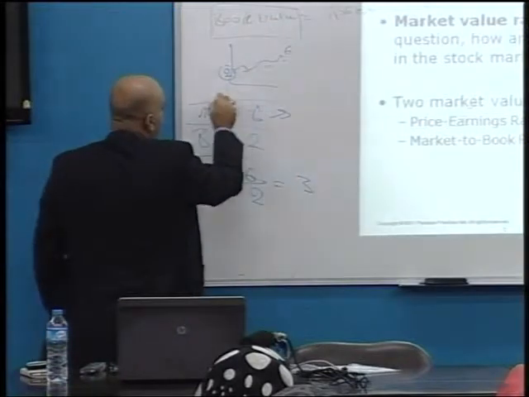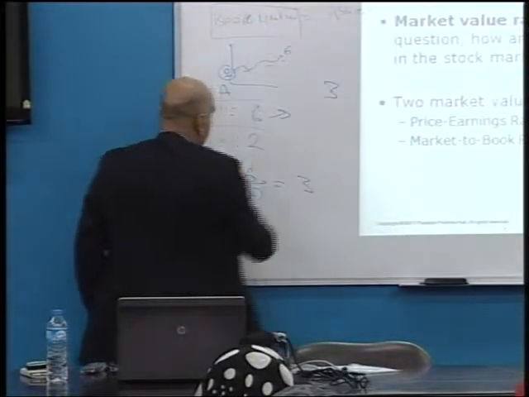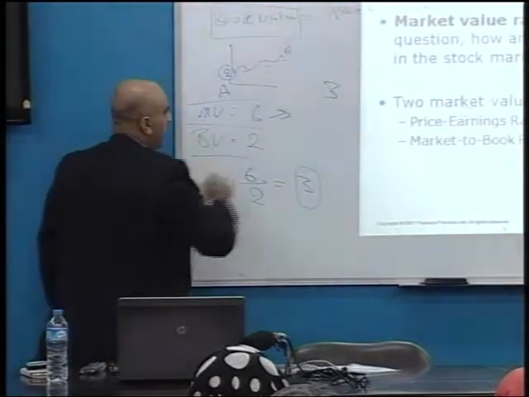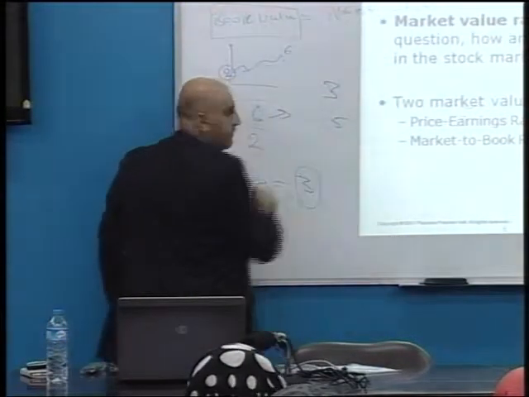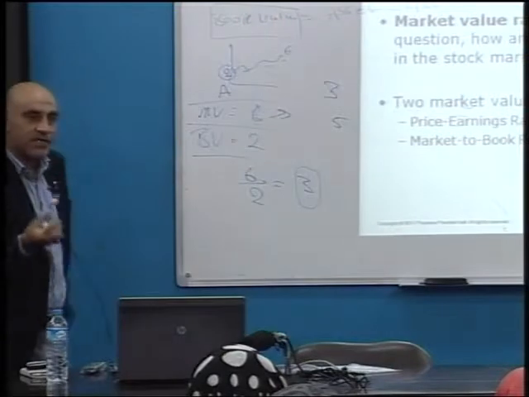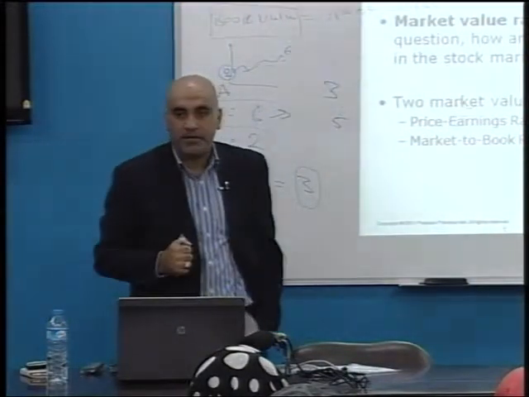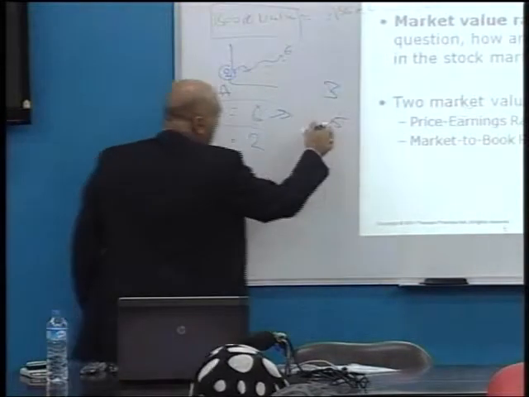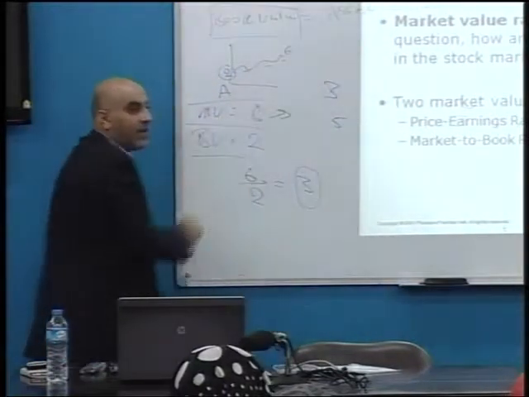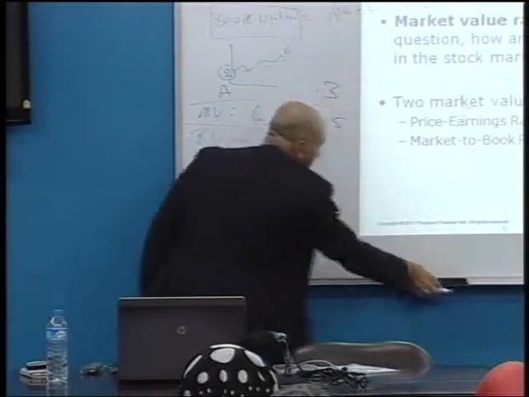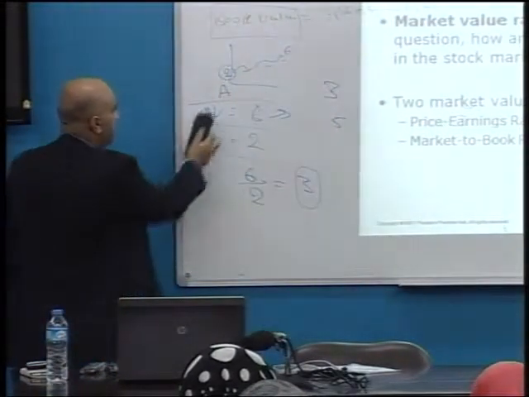If we compare, for instance, company A with company B, and company A has 3 and company B has 5, it indicates that company B is growing faster than company A, which indicates that company B is much better than company A. Okay?